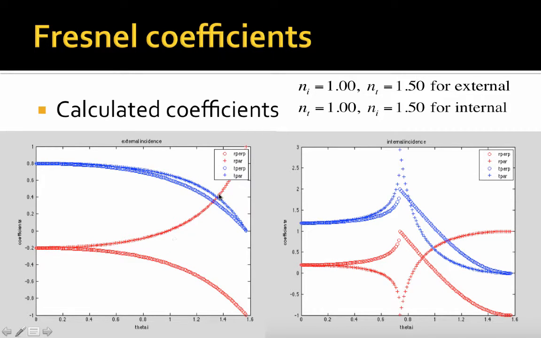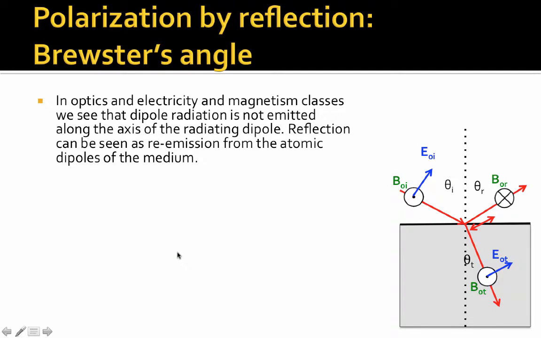The red lines are reflection. So notice that the reflected light is very, very different whether your light is polarized parallel to the plane of incidence or perpendicular. And this is one of the most useful things about polarization, about reflection, which is that we can polarize light by reflecting it. And this comes to Brewster's angle.